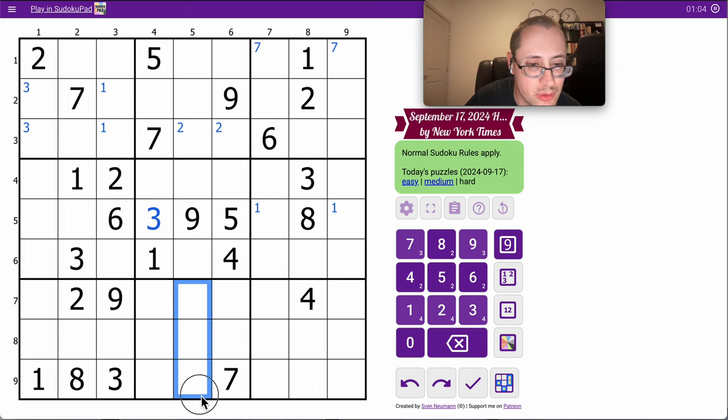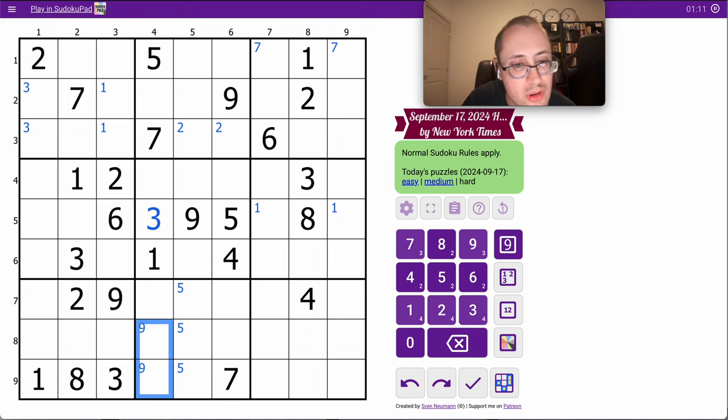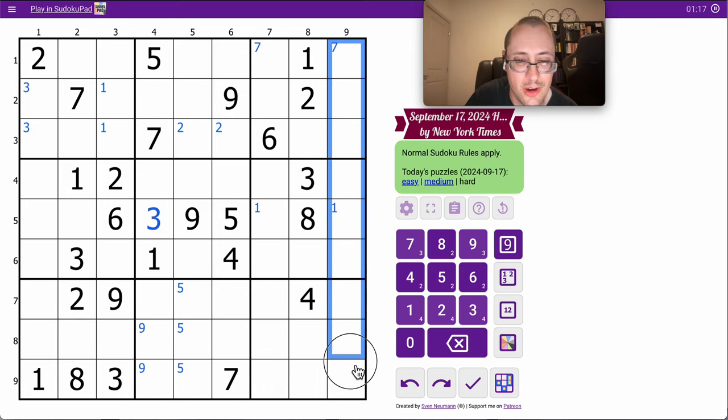Okay, the middle columns, I think I get a five out of it. Do I get anything else? Oh, and I get a nine out of it. On the right, I get nothing. Okay, there's nothing in row eight, and in fact, nothing in column nine either. Okay, well, this will be interesting.